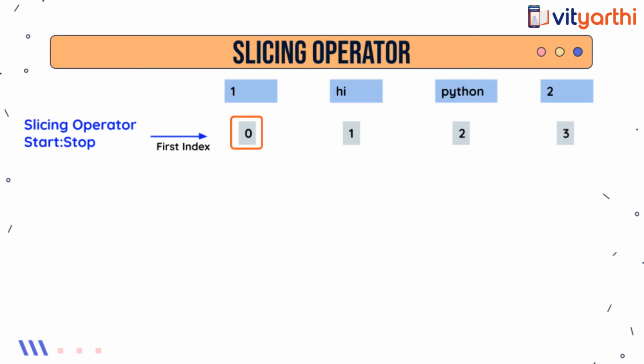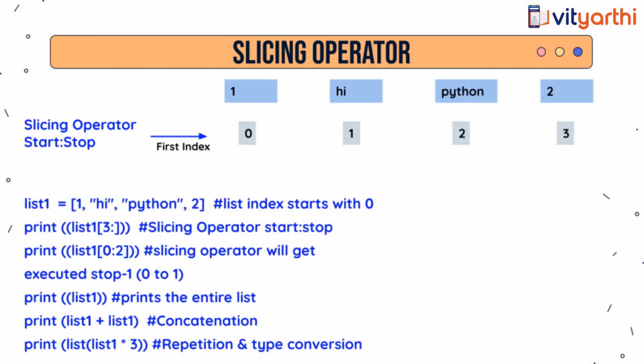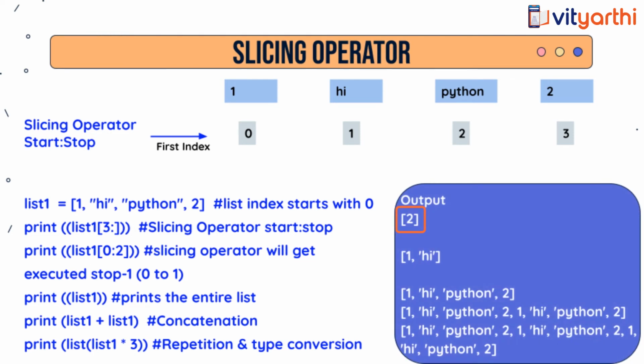The value of the index in the list starts with 0. list1 = [1, 'hi', 'Python', 2]. List index starts with 0. The output will be 2. print(list1[3:]). Slicing operator start:stop. The output will be 2 since there are no more elements in the list. print(list1[0:2]). Slicing operator will get executed: stop minus 1, 0 to 1. The output will be 1, hi, because the index starts from 0.